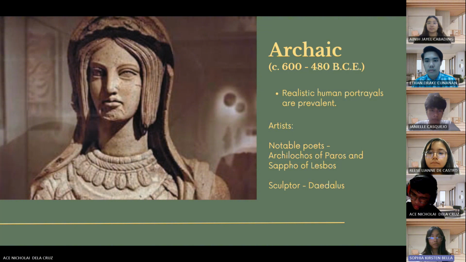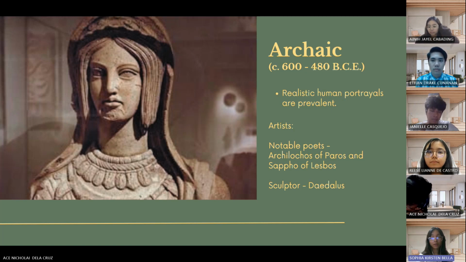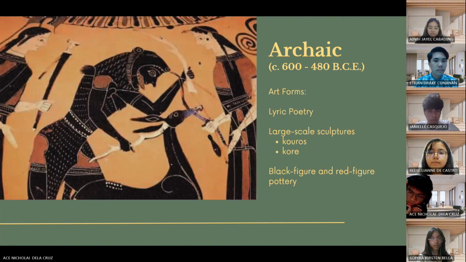From circa 600 to 480 BCE, the Archaic period was known for the realistic human portrayals and naturalistic styles that drew inspiration from the Near East and Egypt. Prevalent artists were Archilochus of Paros and Sappho of Lesbos, the poets, and Daedalus, a sculptor. The main literary medium was lyric poetry, and large-scale sculptures which include the male standing nude youth, the kouros, and the female standing draped maiden, the kore. Black figure and red figure pottery were also prevalent.